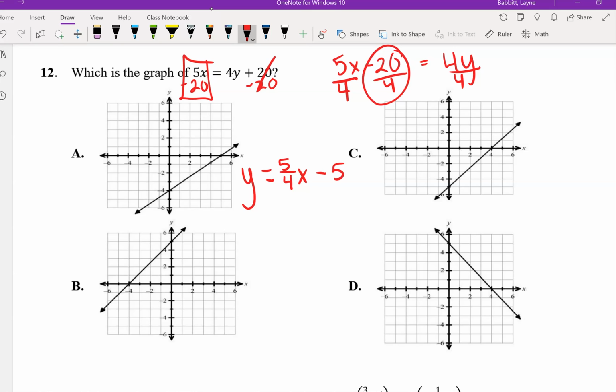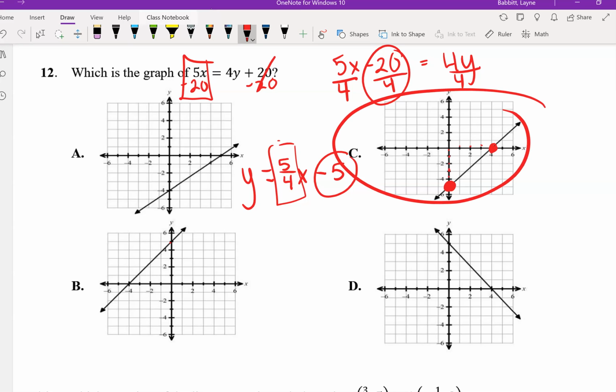Alright, so we need a y-intercept of -5. The only one that I see that has a y-intercept of -5 is this one here. All the others have different y-intercepts. And then let's just double check that the slope is up 5 over 4. So from here, go up 1, 2, 3, 4, 5 over 1, 2, 3, 4. That was the correct slope. So C is our correct answer.